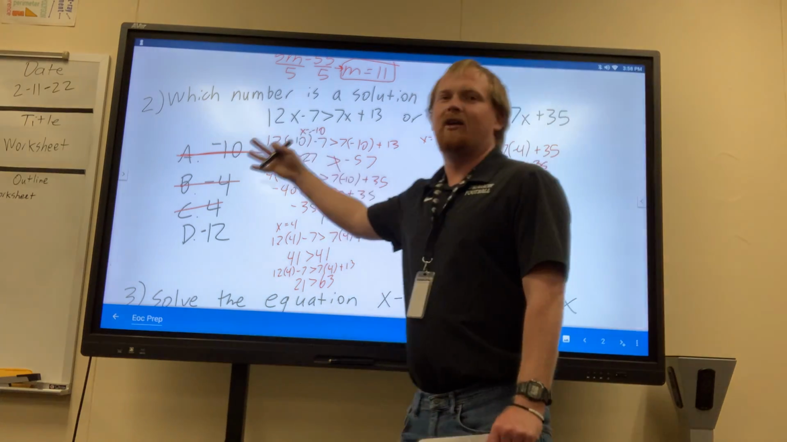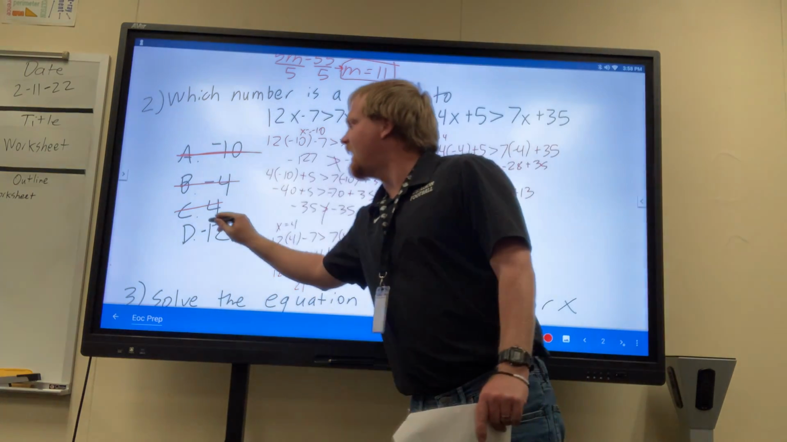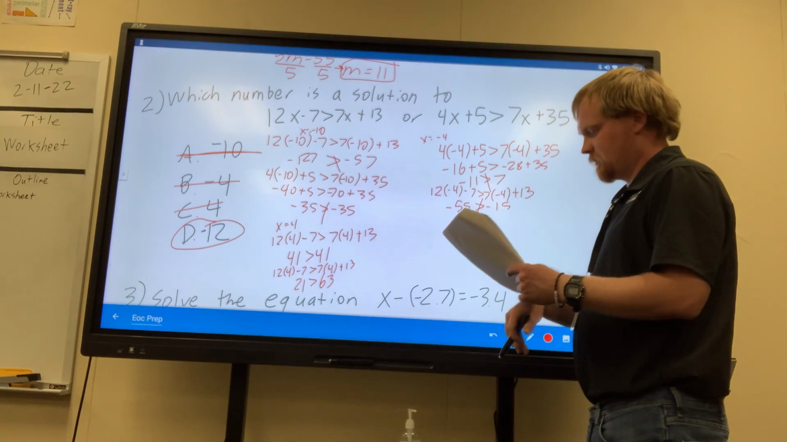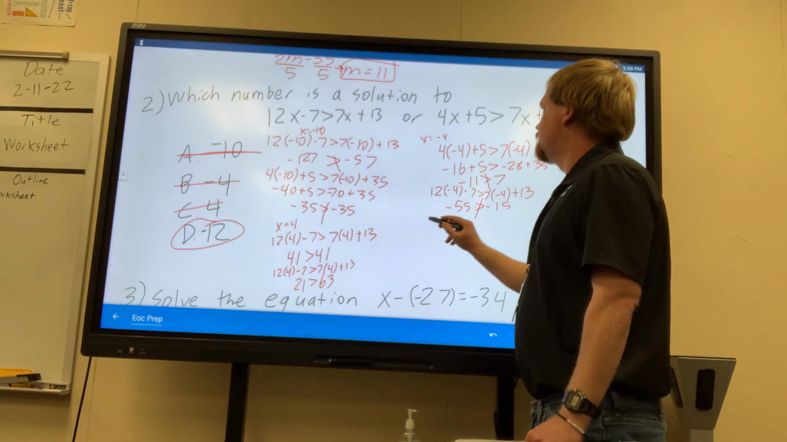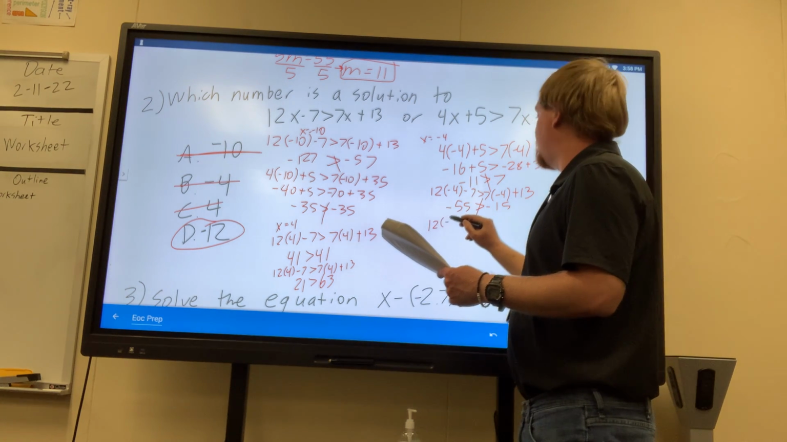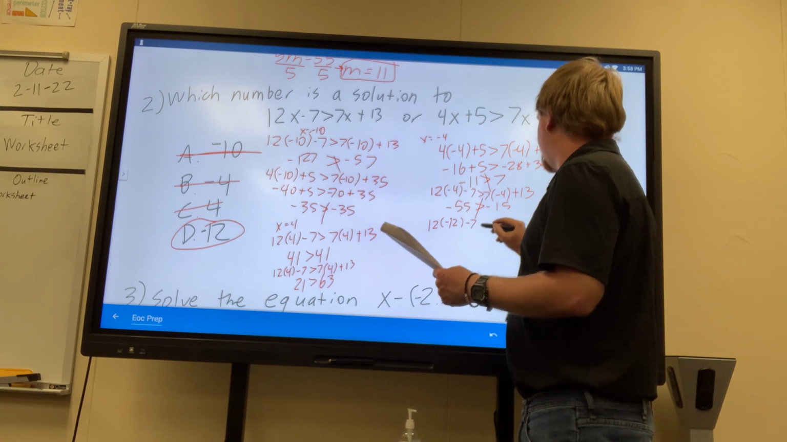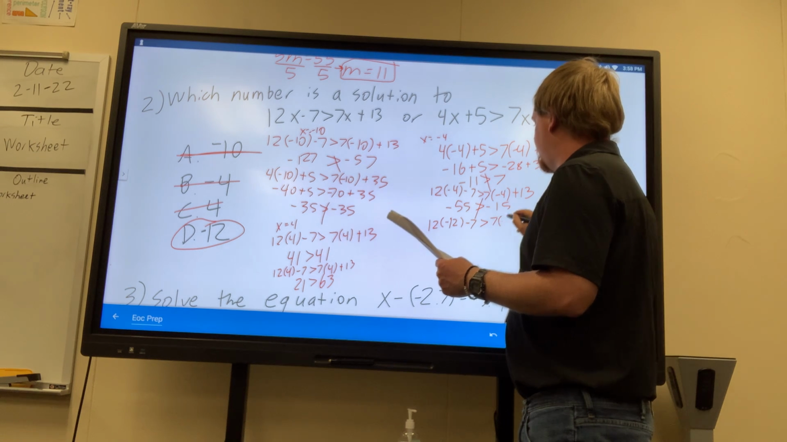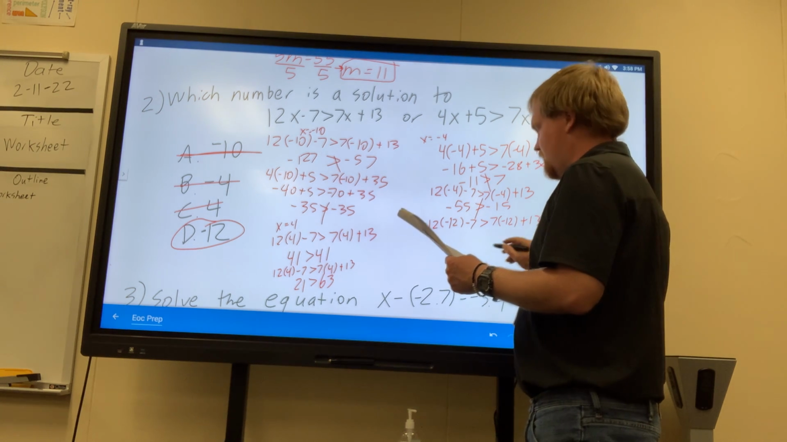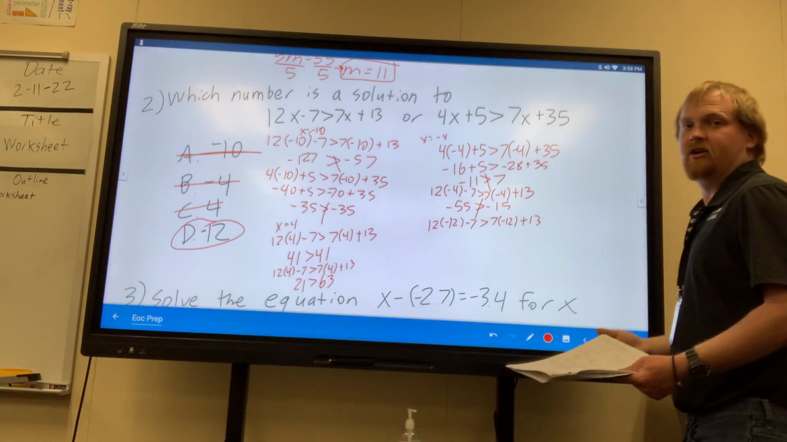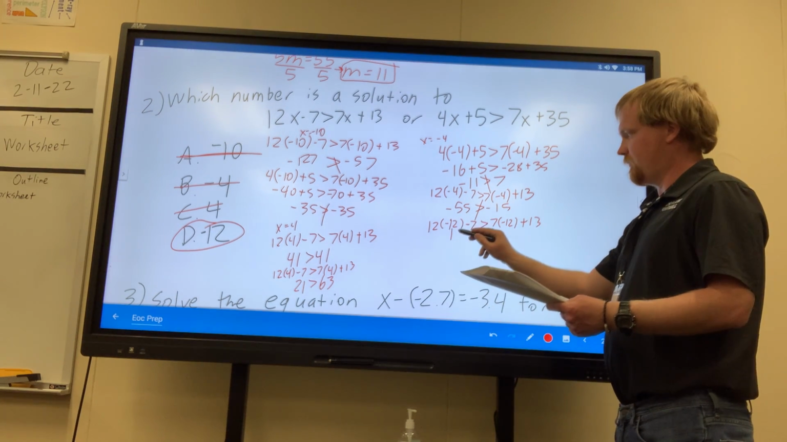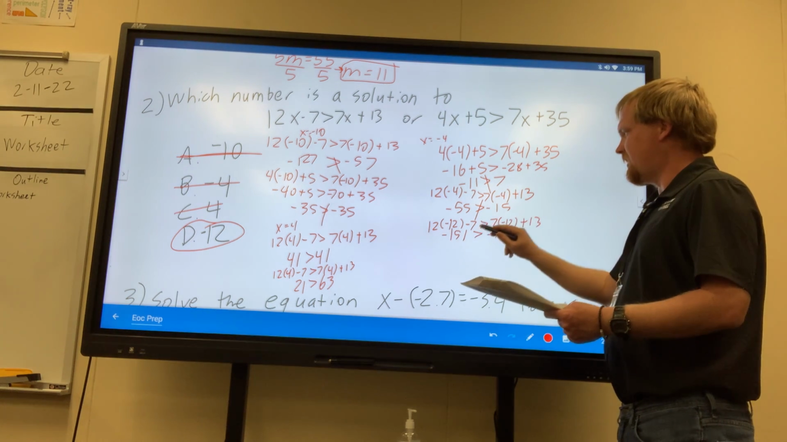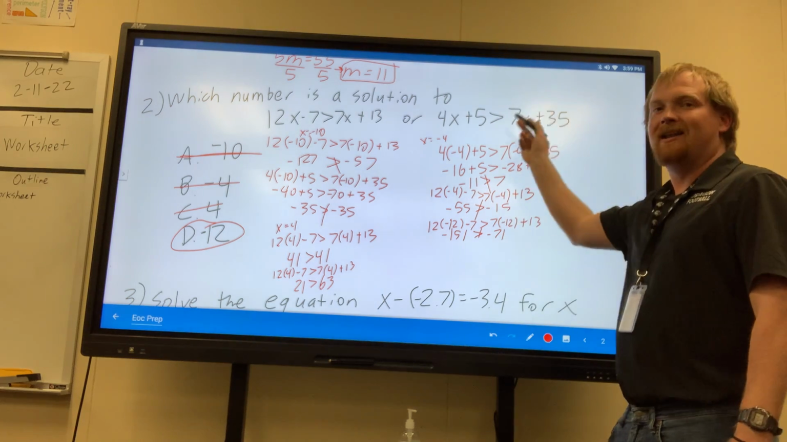Now, since all three are eliminated, that means D has to be the right answer. But we'll double check to make sure. All right, so 12 times -12 minus 7 greater than 7 times -12 plus 13, which, plugging into the calculator, is going to give me -151 greater than -71. And that's not true, but I do got to check my last inequality.